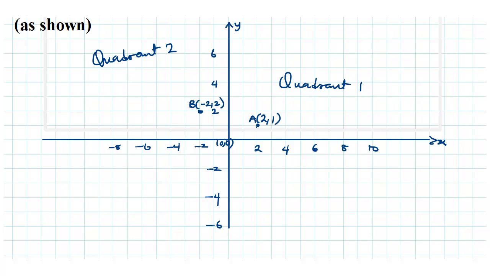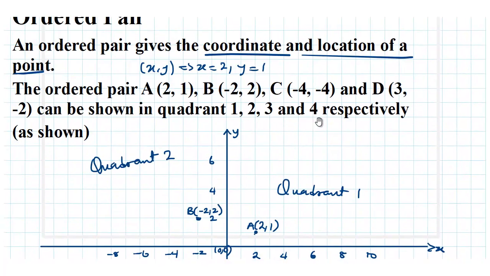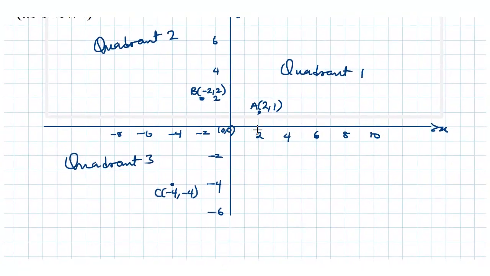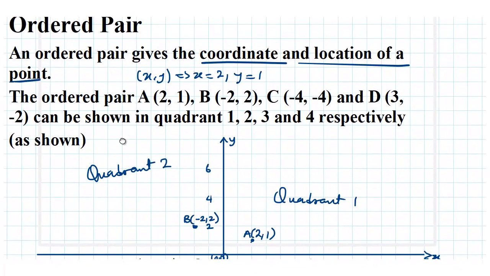So when x is -4, y is -4, they intersect at this point. So this is C (-4, -4). So we'll call this quadrant 3. And lastly, when x is equal to 3, y is -2. So x will be 3 here and y is -2. So this is D (3, -2), which is quadrant 4. All right, so the whole thing I've shown here is what I call ordered pair.